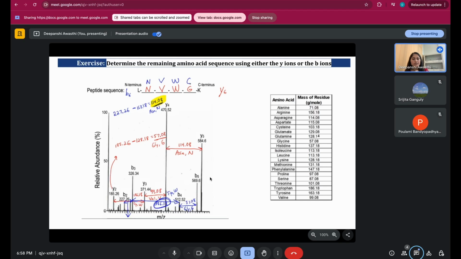Now similarly in this case also we do not have the information of the B6 ion, but we already have K at this position. So in that case we do not require any further information because we already have the terminal positions. So in this way, by using both the B and Y type ions, we can infer the sequence of residues which are present in the peptide sequence. So till now everything is clear.